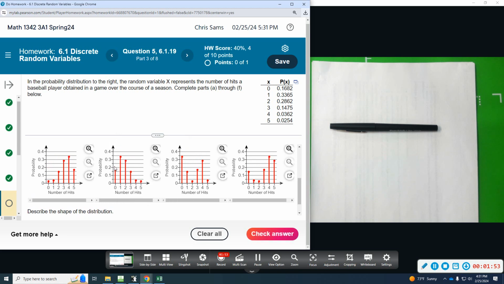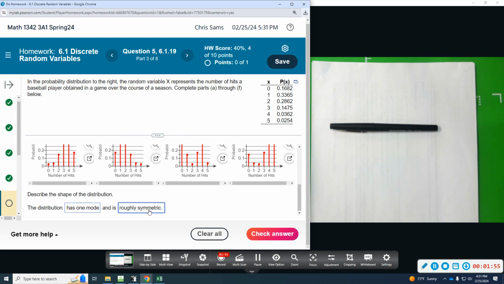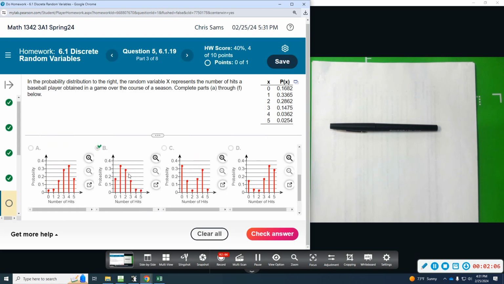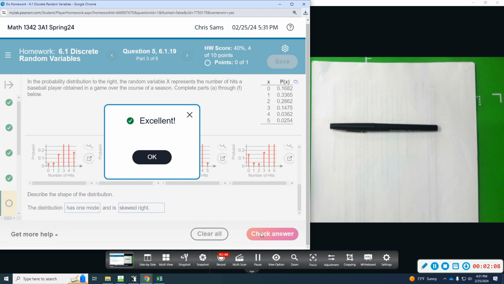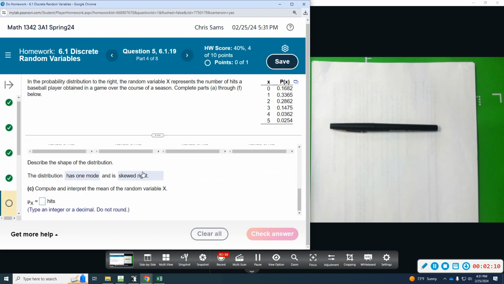Again, you can argue skew to the right. I would generally always err toward roughly symmetric. So they don't like the symmetric. Let's just say skew to the right, and it looks like it has a tail on the right. So again, that one's kind of iffy.